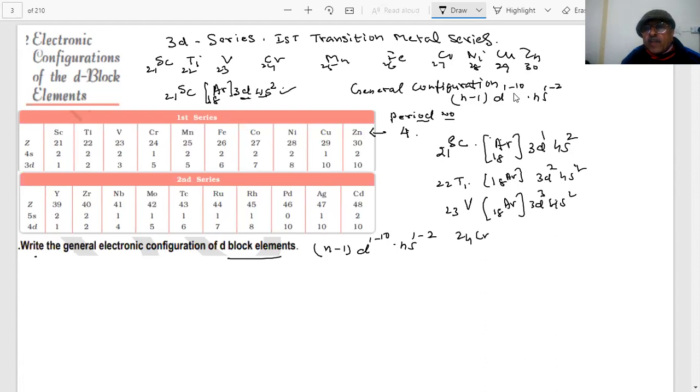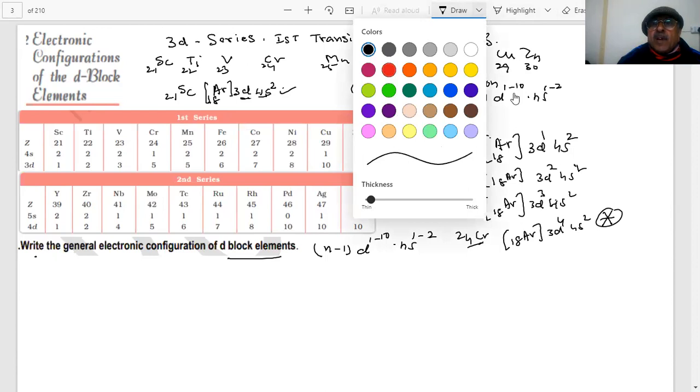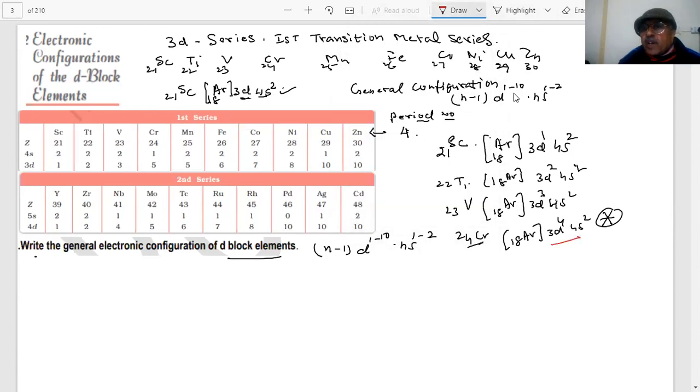Okay, write chromium, students. What will you write for chromium? 1, 2, 3, 4. If I say, sir, it will be 18 argon, 3d, 4s2, 3d4. But this is not correct. I'm putting a star here. I'm changing the color, students, because this is not the correct configuration. This is wrong.